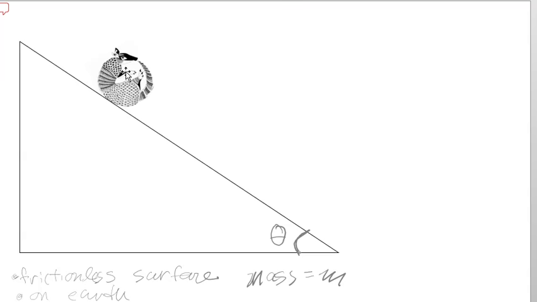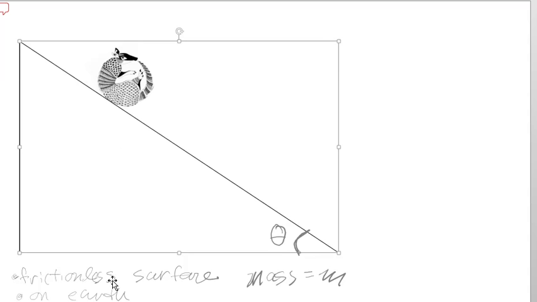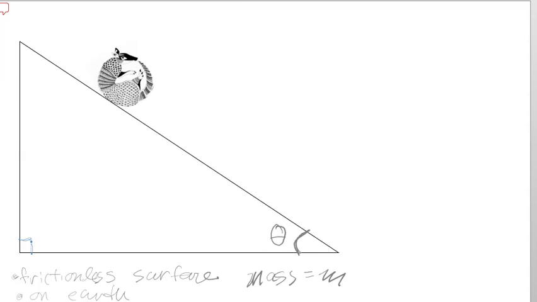Okay, so what you have here, I'm going to see how quickly I can do this, is an armadillo on a ramp. Now, since armadillos curl themselves in balls, it is, of course, frictionless. It's on Earth. I guess I should say this should be at a right angle. It's on a slide. Armadillo's curled up on a slide at angle theta.